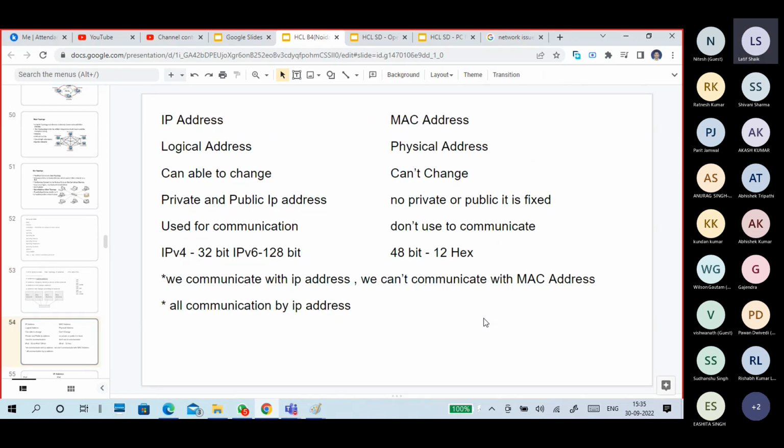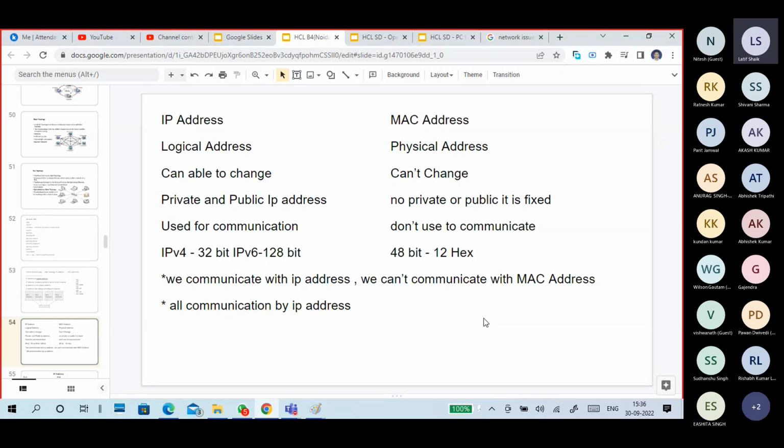Good question. IP address and MAC address. IP address is a logical address, MAC address is a physical address. IP address is changeable according to the network. We can change it; it is your wish which IP address you want to put. Whether you will be able to communicate or not is secondary. We can get the IP address from a DHCP server, or we can assign an IP address manually.